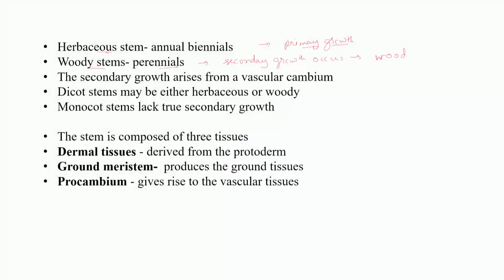Now the secondary growth occurs from vascular cambium. Okay, so all this we have discussed, that vascular cambium will give rise to secondary growth. It will form secondary tissues, secondary xylem, then secondary phloem. Then in that also it will form different xylem tissues and different phloem tissues. So all these things, and this will be a massive structure.